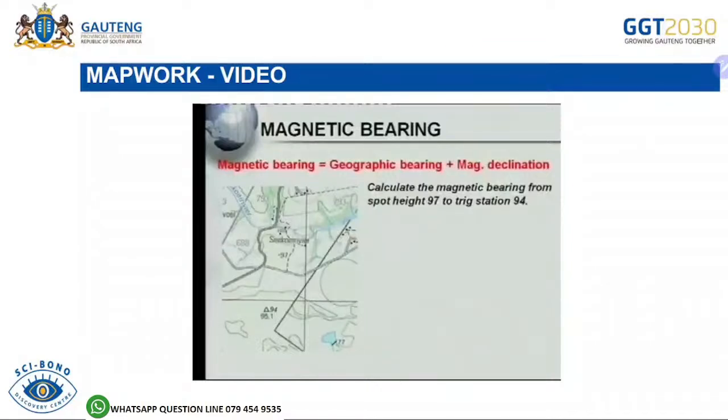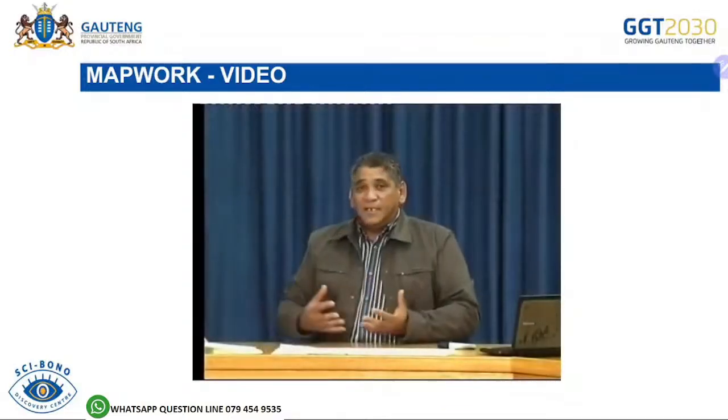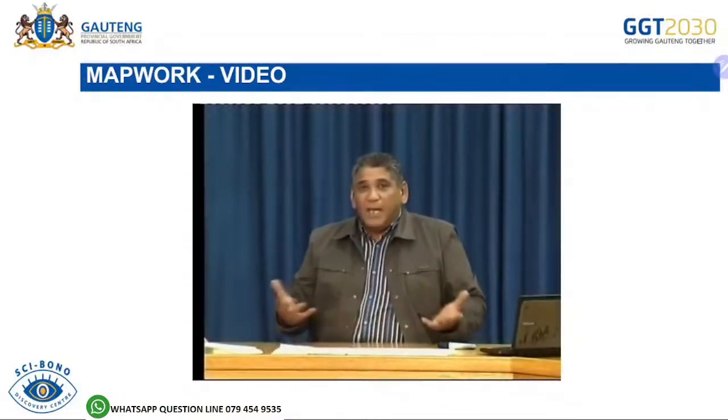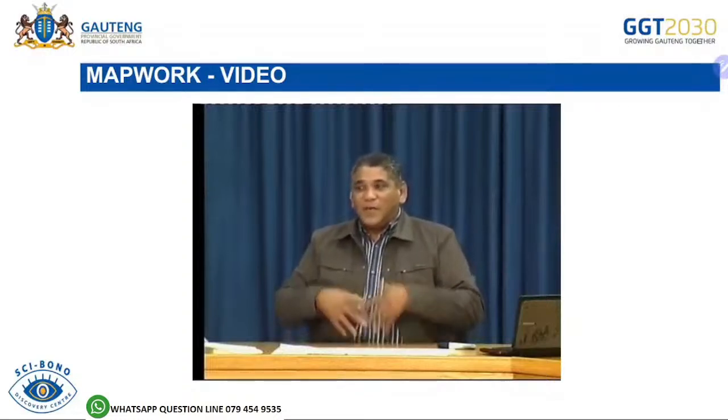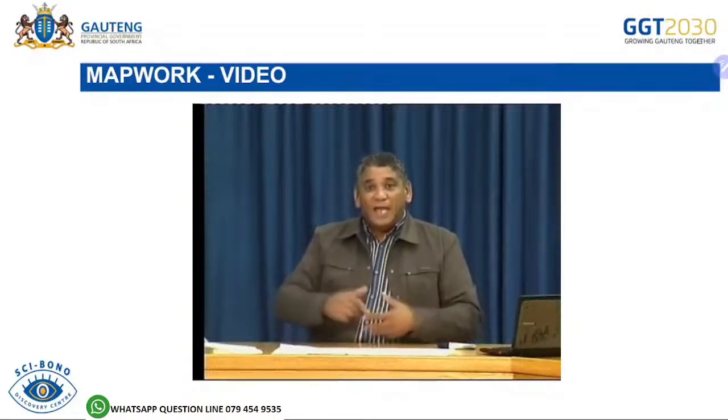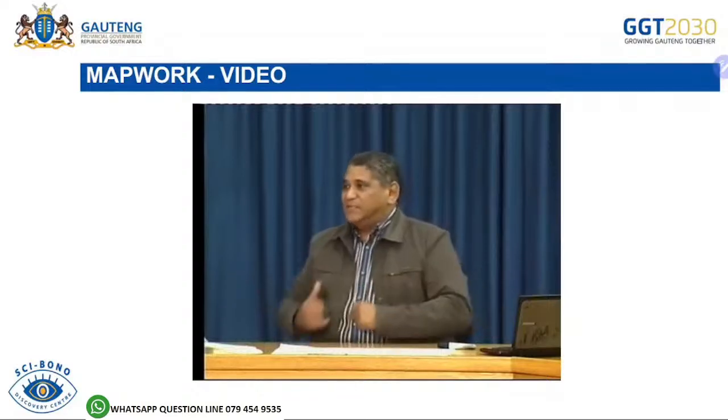Magnetic bearing is your geographic bearing plus magnetic declination. Now this becomes very easy, because if you can do magnetic declination, then it means you can calculate magnetic bearing. All you must do is calculate your declination, add your bearing, and that's your answer. So let's have a look at this.